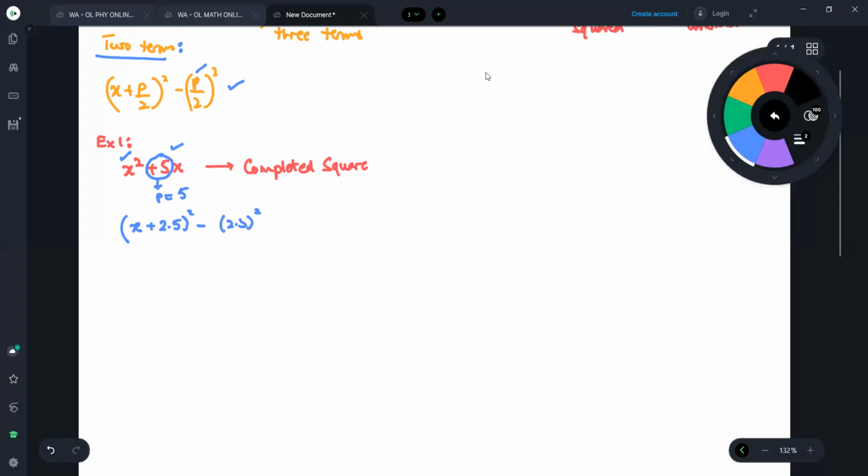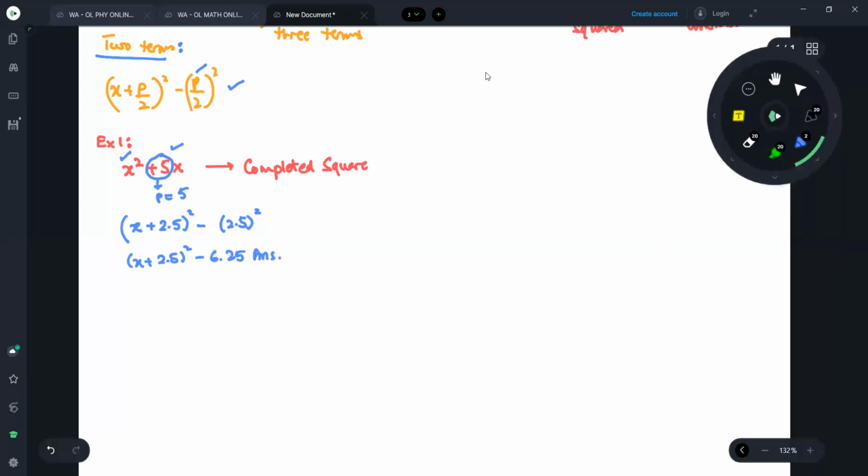Yes or no? Yes. Now, tell me, are you allowed calculators in school? Yes, sir. Okay, can you find out the square of 2.5 for me? 2.5 multiplied by 2.5? 6.25. Very good. And this is your answer. That's it. That is all you had to do.